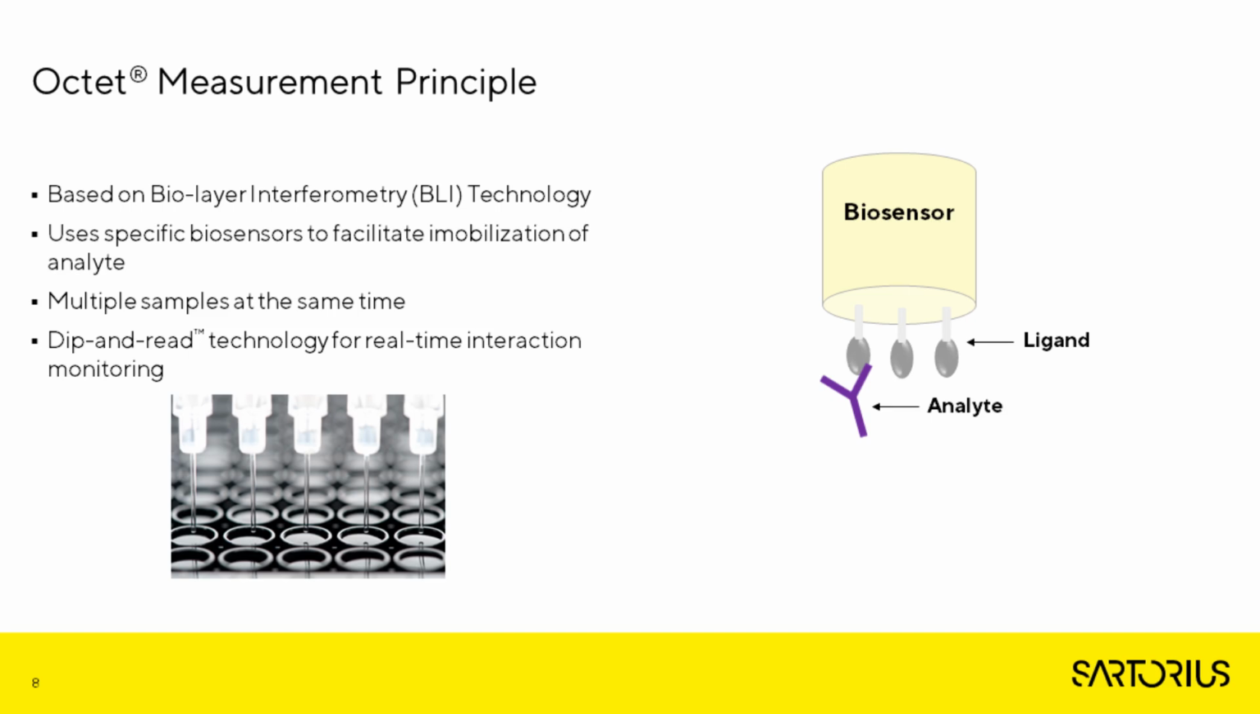As I mentioned before, the Octet is a device for multiple kinds of analytics, and its principle is based on biolayer interferometry. The system uses specific biosensors coated with a ligand like protein A to facilitate the immobilization of the analyte, for instance, an antibody, which we can also see here on the right. In one analysis round, multiple samples can be measured at the same time when using multiple biosensors. Using the dip and read methodology, real-time interaction monitoring can be realized using the Octet software.